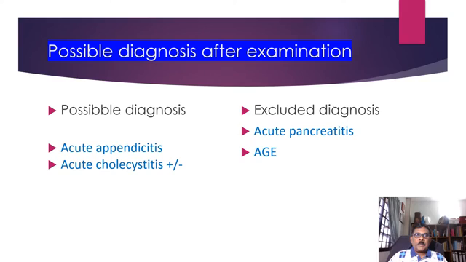Okay, after the physical examination, the possible diagnoses left will be acute appendicitis and possibly acute cholecystitis. The excluded diagnoses include acute pancreatitis and AGE, as there were no signs of peritonitis and the tenderness was very localized to the right iliac fossa.